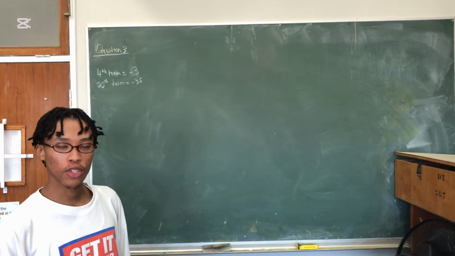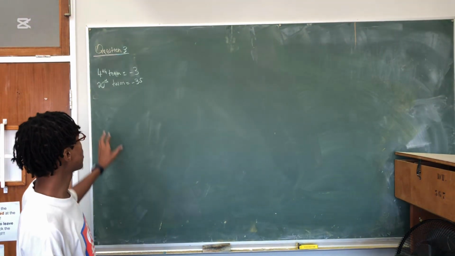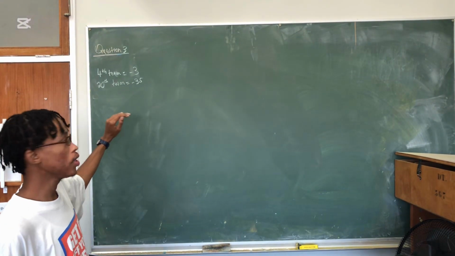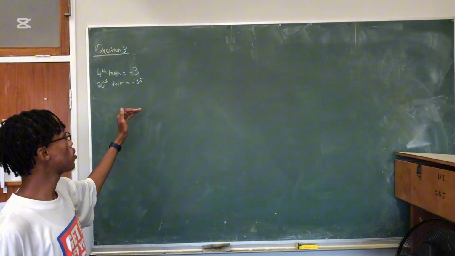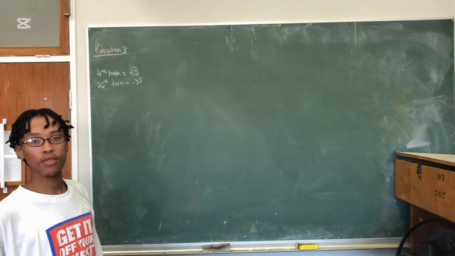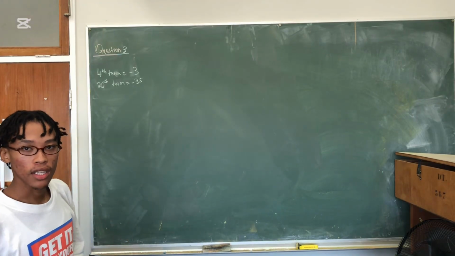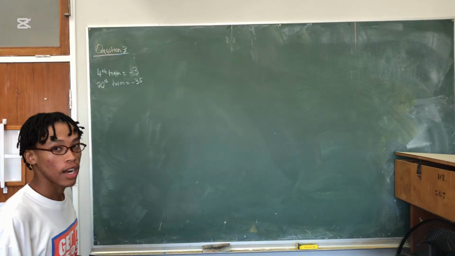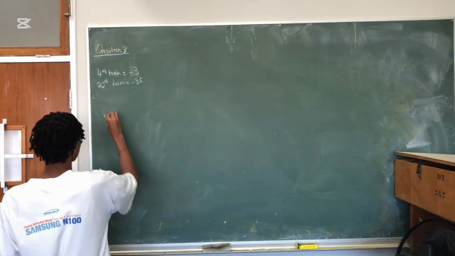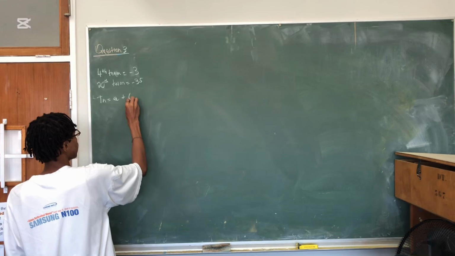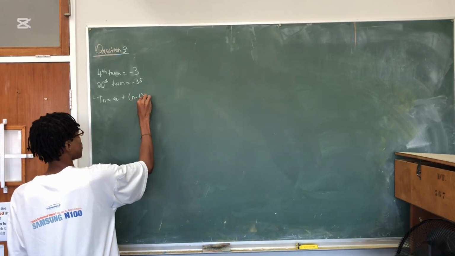First up, question 3. We are told that this is an arithmetic sequence where the fourth term is -3 and the 20th term is -35. We need to find both the first term and the common difference. The first thing we're going to do is write out the general formula for this sequence: Tn = a + (n - 1)d.